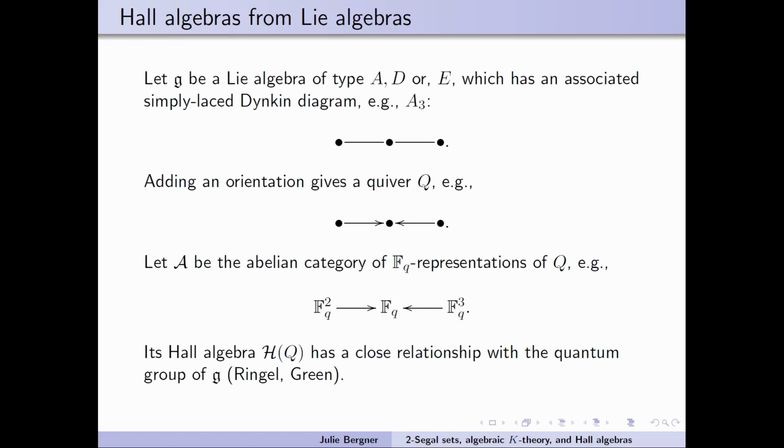Anyway, those form an abelian category since we've taken a finite field. And the fact that we've chosen a simply laced Dynkin diagram means things are well behaved. We have a nice Hall algebra, and why people cared about this is it ends up having a very close relationship to the quantum group. And this is results of Ringel and Green. That's your crash course just for motivation. I'm not going to go into more about that.